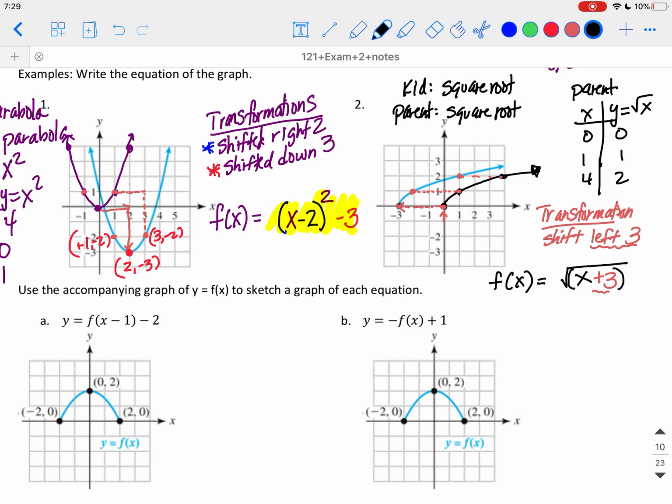So now here we have a graph. We're going to call it the parent. And we want to sketch the graph of this kid. So this is the kid. This is the child or the kid. So we need to do the transformations in order, using order of operations. So I'm going to put order of operations. I should just put PEMDAS.